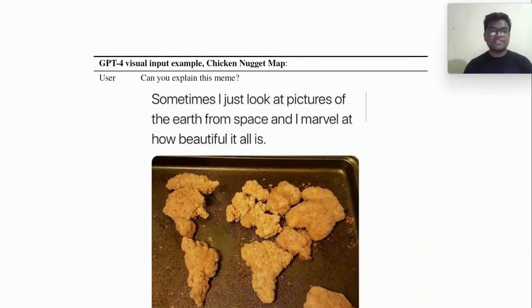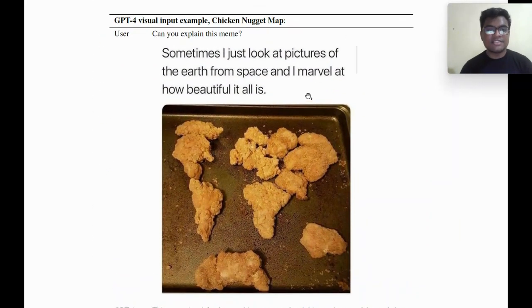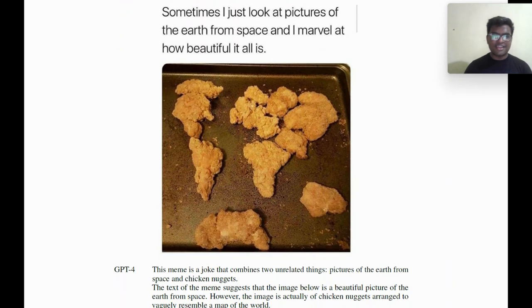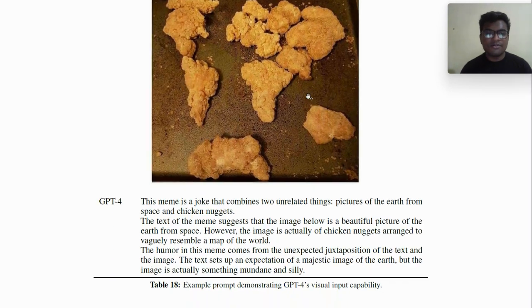I wanted to show you this one too. This one is all about memes. Can you explain this meme? From my point of view, I can see chicken nuggets arranged in the form of a world map. This is from our perspective. Let's see what the AI language model takes from this. The meme is a joke that combines two unrelated things: the picture of Earth from space and the chicken nuggets.